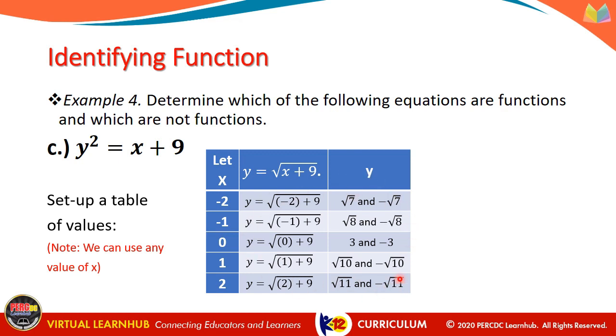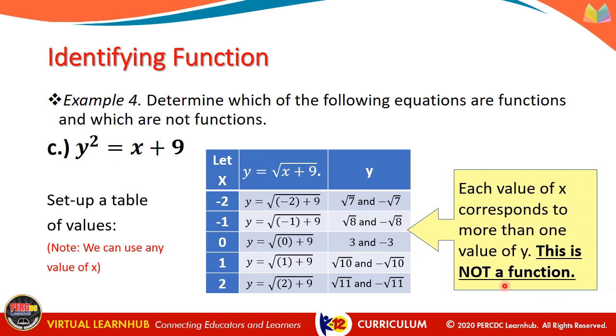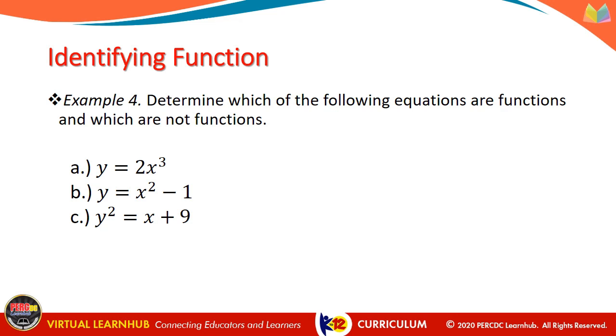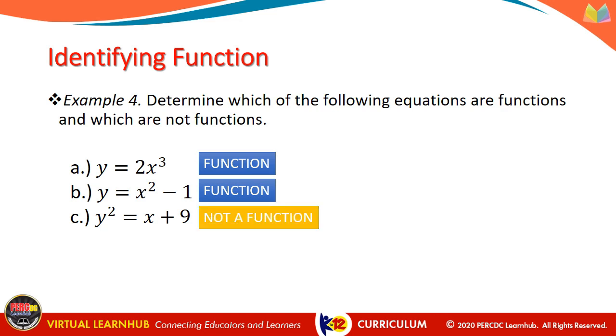In this table of values, we can see that for every x that we are substituting in this equation will yield two answers for y. Thus, it is not a function. Each value of x corresponds to more than one value of y. This is not a function. Okay? So for our example number 4, letter A, y equals 2x cubed. It is a function. Letter B, y equals x squared minus 1. It is also a function. And letter C, y squared equals x plus 9 is not a function.